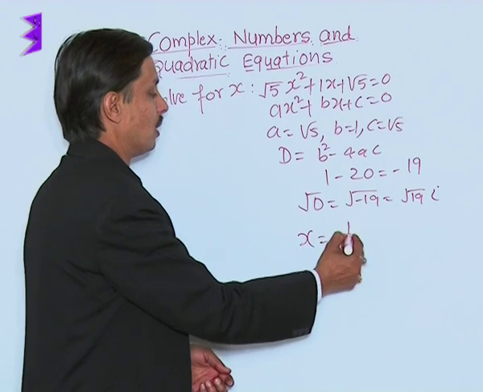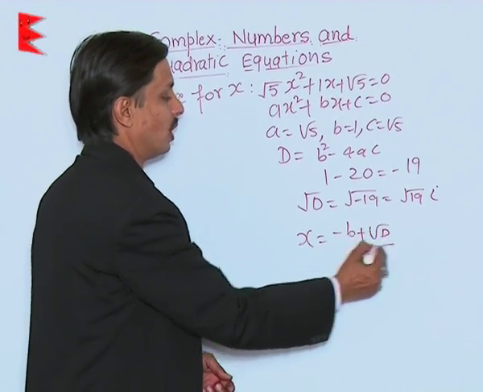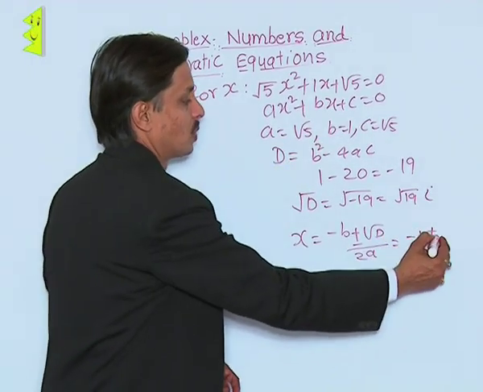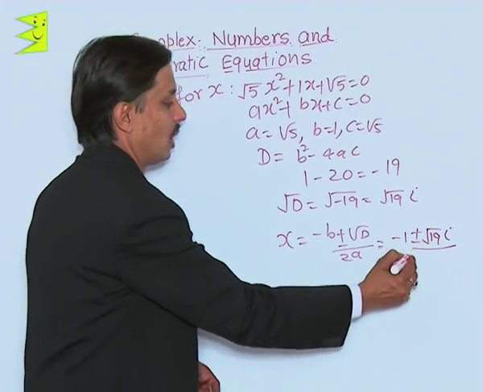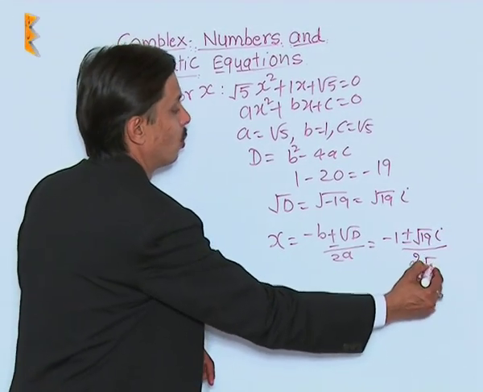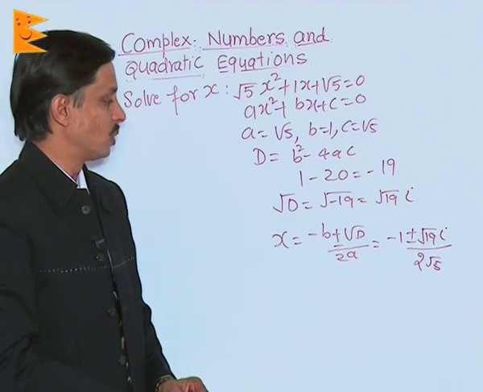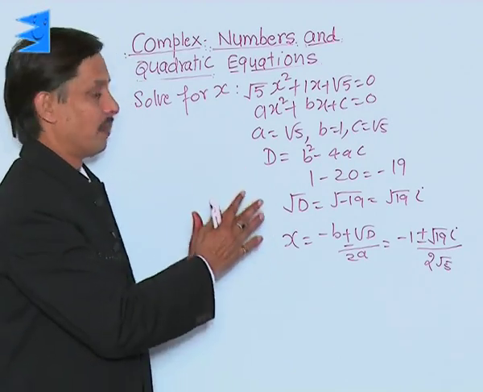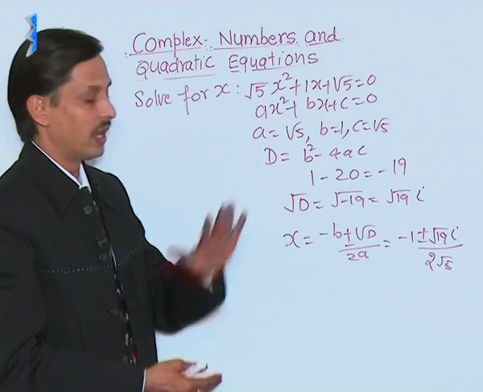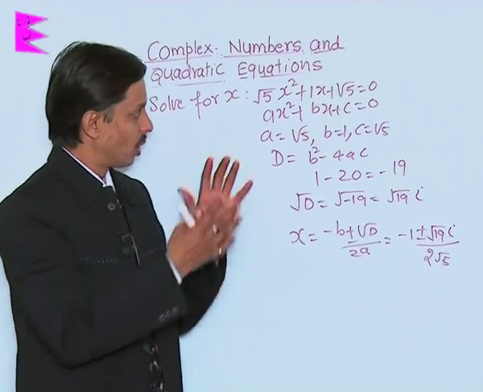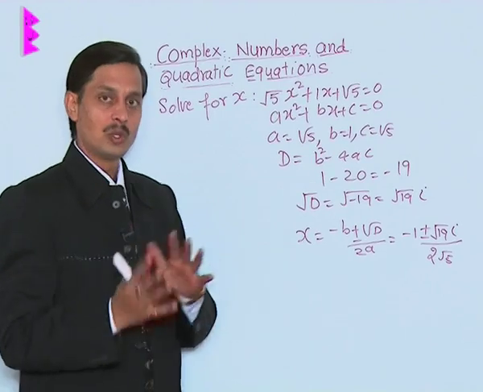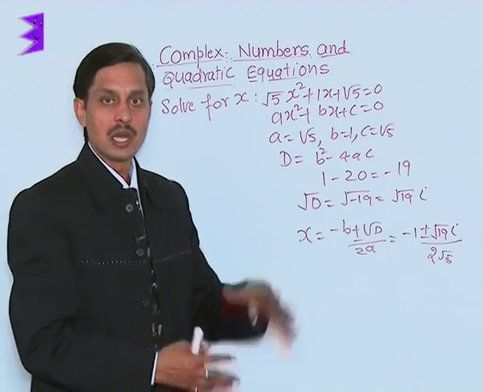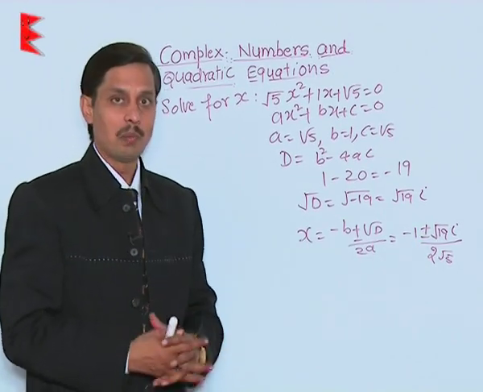Answer of x will be minus b plus minus root D upon 2a, which gives us minus b means minus 1, plus minus root D means root 19 iota, upon 2a means 2 root 5. So these are the two values of x. We can solve any problem by any approach, whether by direct formula, completing the square, or factorization, but we should take care that most problems in the 11th come in iota form. Their solutions are in the form of complex numbers.